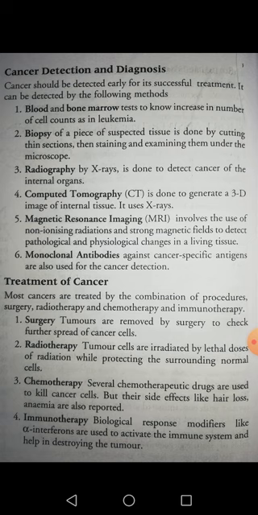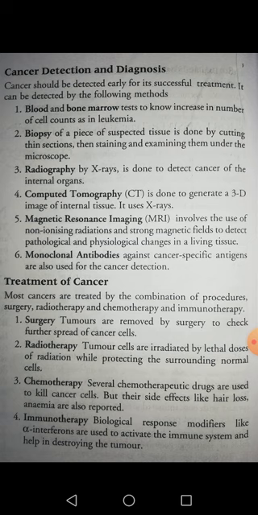Means we are taking out the suspected piece from the body, and then we will cut it into sections. Okay, then we will stain it, and then we will observe it under microscope, then we will make a comparison with a normal cell. Okay, so we will definitely be able to identify whether these are cancerous or non-cancerous.